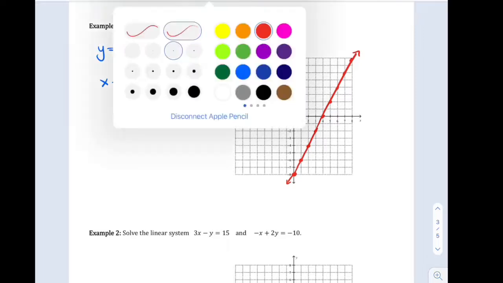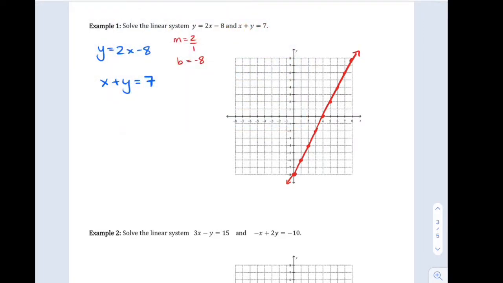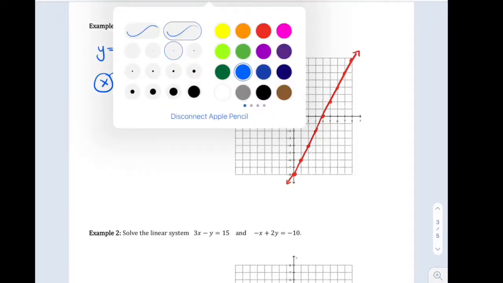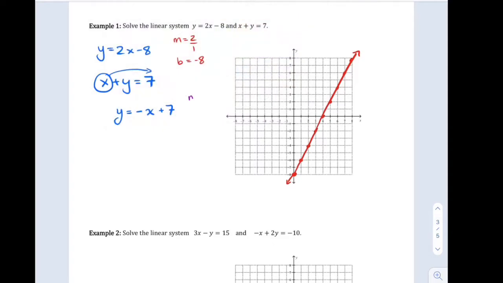Now the second one that we have here. I'd like to put this into y is equal to mx plus b form. So in order to do that, I'm going to have to take this x and move it over to the right side. That's going to create a new equation. It's going to be y is equal to -x plus 7. So I want to graph that one. I'm going to use a different color for that. So let's say the m value, the slope, is -1. That's the coefficient that's on x. Or we can write it as -1 over 1. The b value is 7.